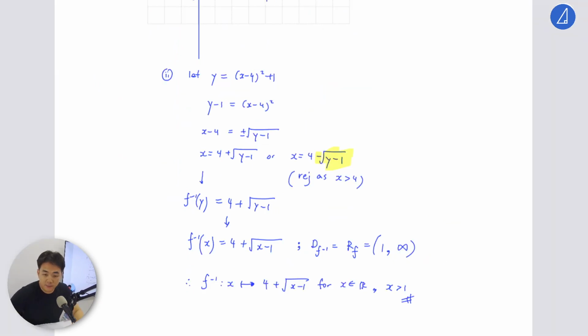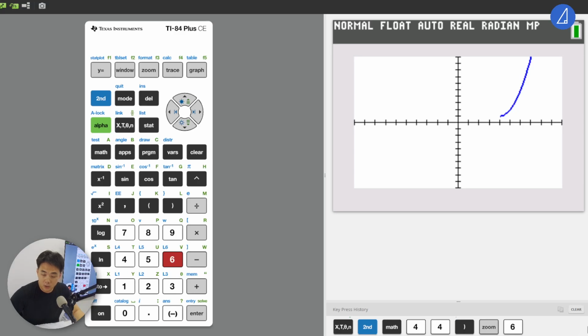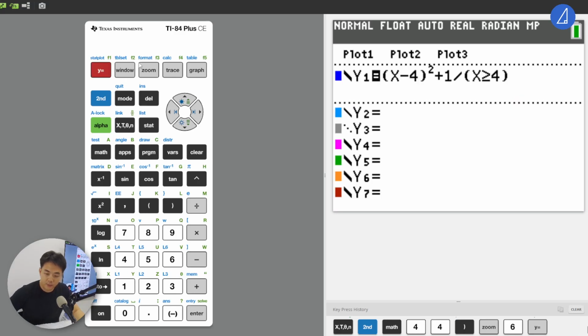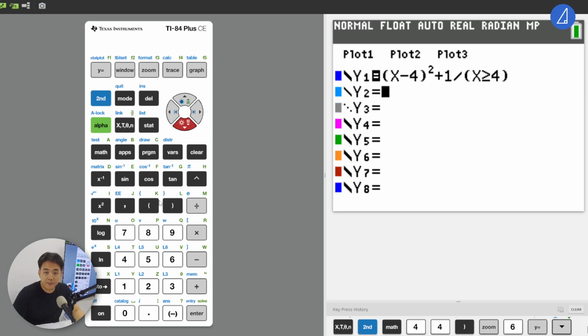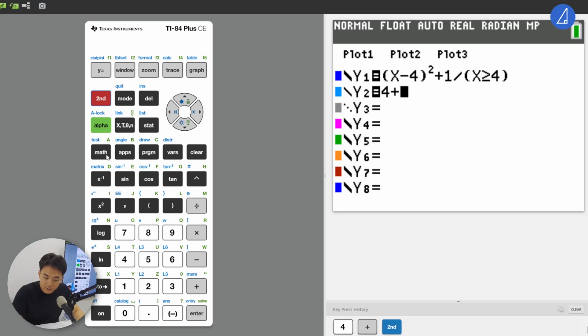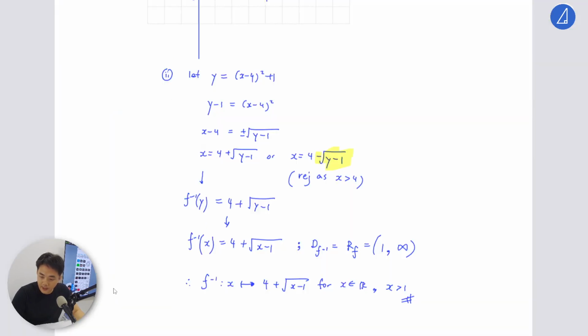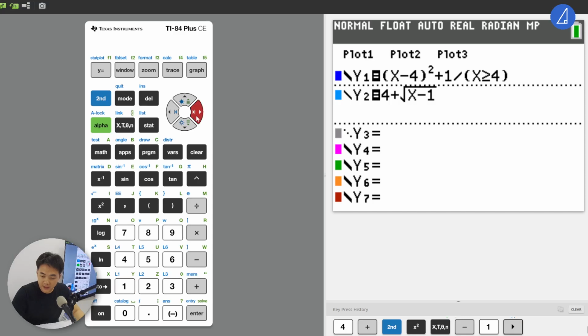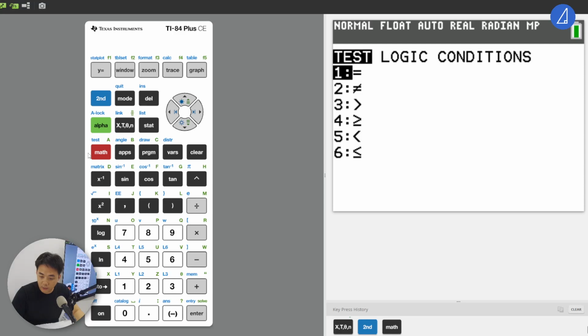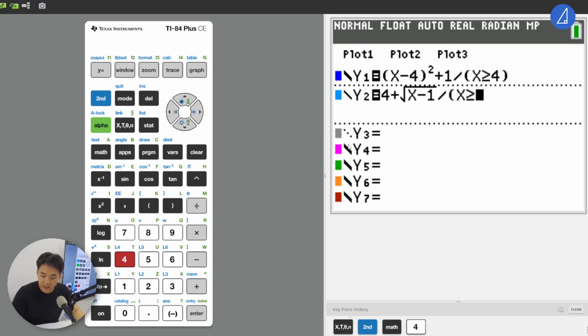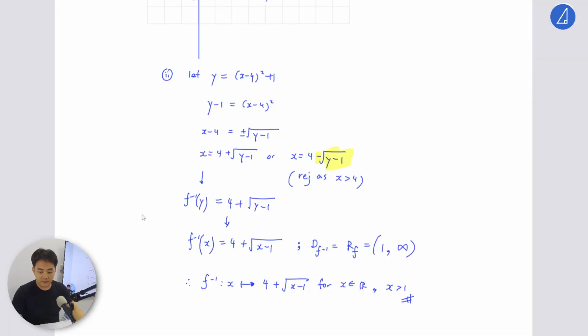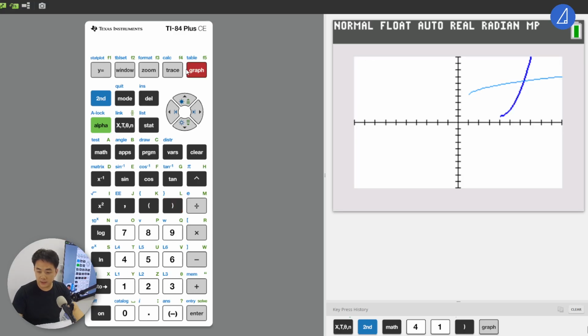Draw the inverse function in the GC. You just put what you already found. So I'm going to put 4 plus root of (x minus 1), divided by x bigger than 1. But I will always use the equal sign regardless. So the graph will be this one here.